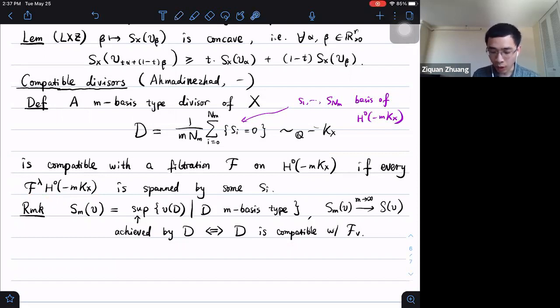That's why this compatible divisor will be useful if you want to prove something that's related to the Asym variant. Now with this tool, I can talk about this lemma, the concavity of the Asym variant. The plan is now more or less clear. Let me just write concavity of S.